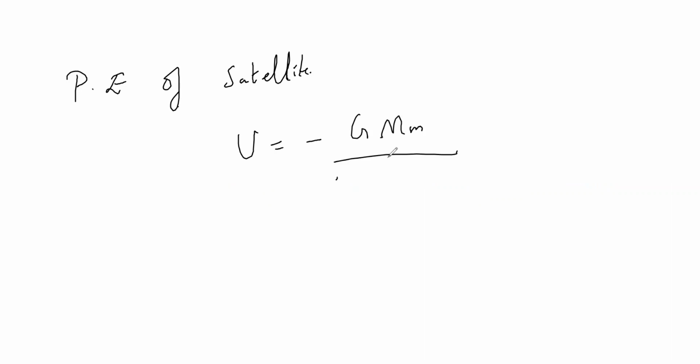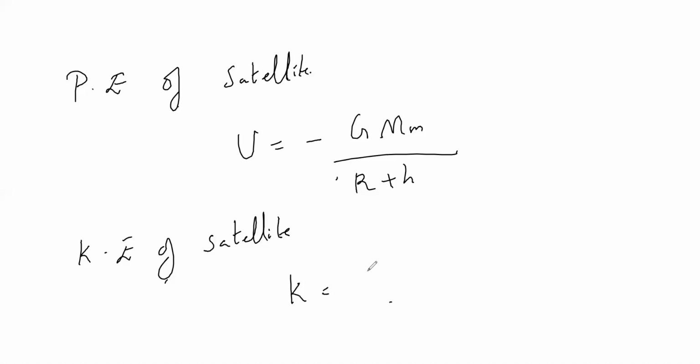Next one, potential energy of a satellite. U stands for the potential energy of a satellite. U is equal to minus GMm by (R plus H). Kinetic energy of the satellite: K is equal to GMm by 2 into (R plus H).